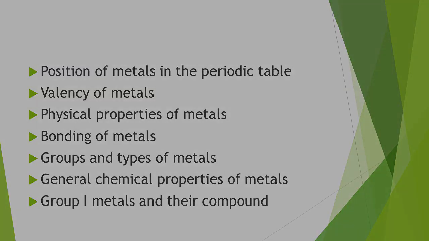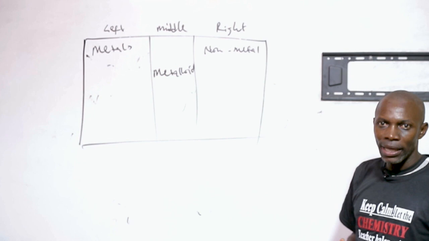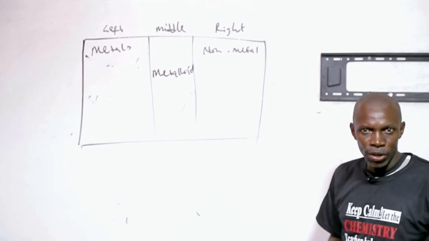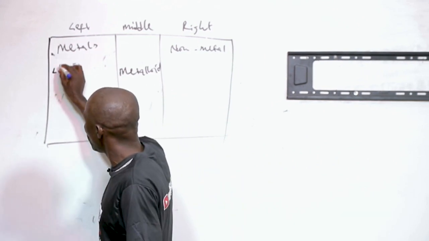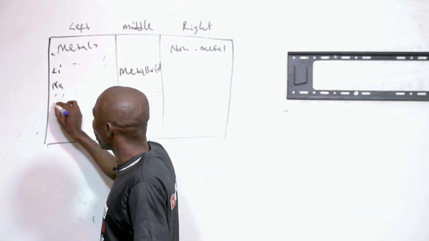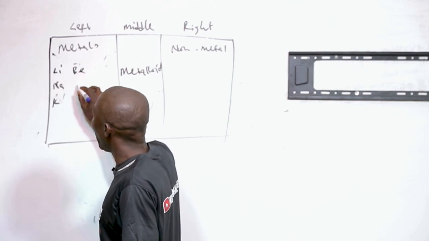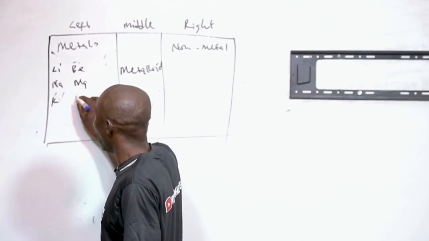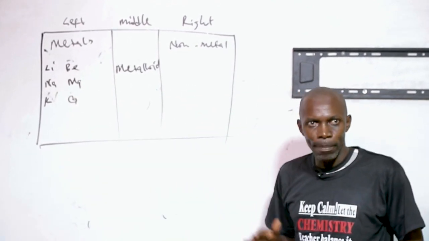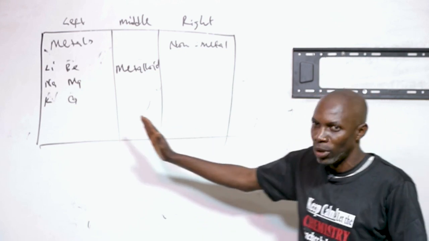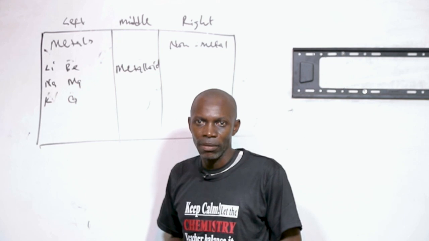On the periodic table, the metals are located on the left side of the periodic table. That is why you can have lithium, sodium, potassium, beryllium, magnesium, and calcium. All these elements are metals, and based on the periodic table, they are located on the left side of the periodic table.